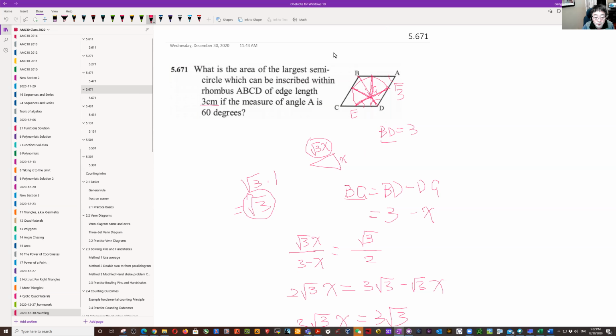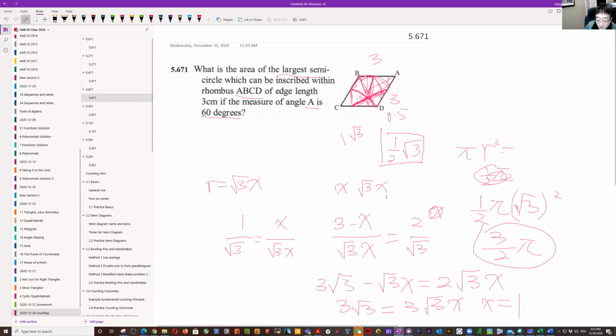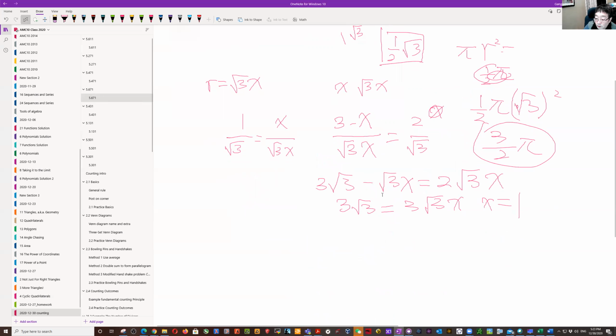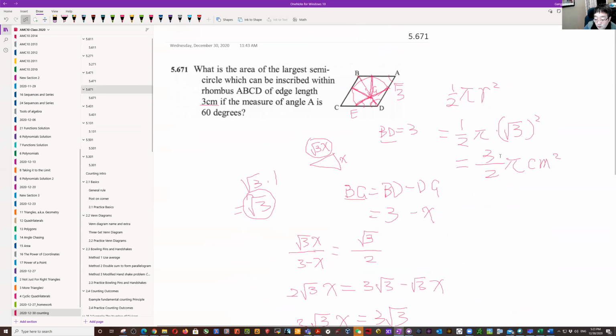The question asks for the area of the largest semicircle, so we calculate its area. The area is 1/2 pi r squared, equal to 1/2 pi times square root of 3 squared, which equals 3/2 pi cm squared. So this is the final result. Let's check if I did it right this time. 3/2 pi. Yeah, 3/2 pi.